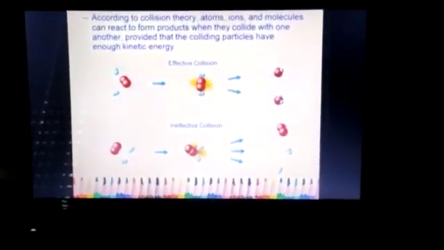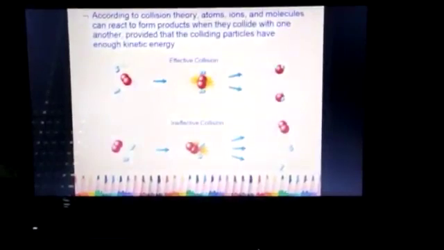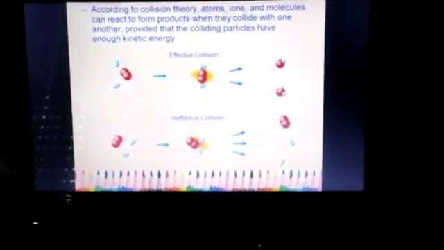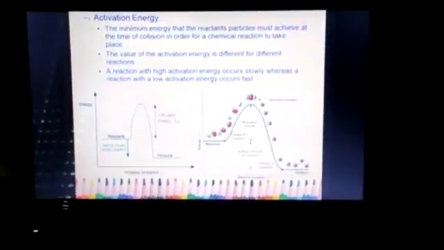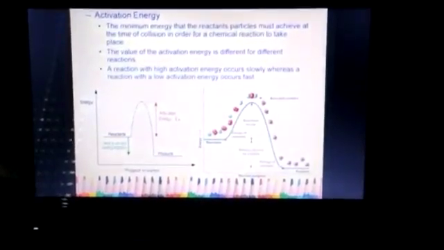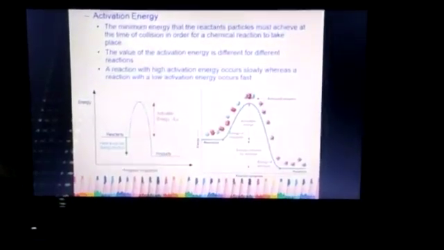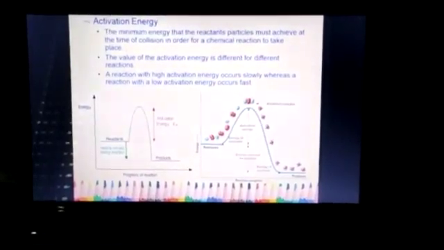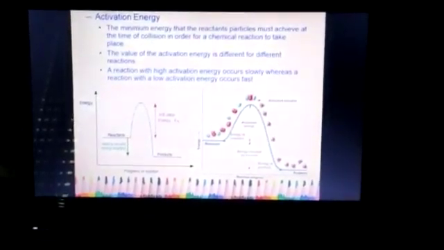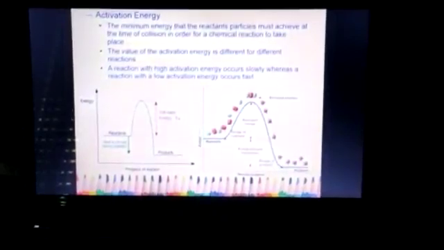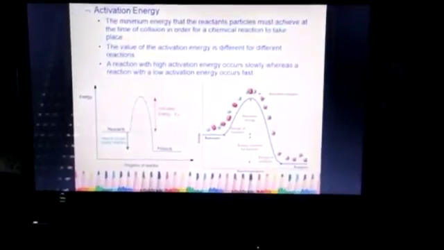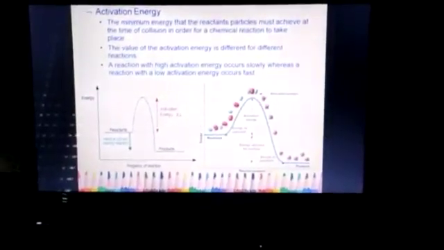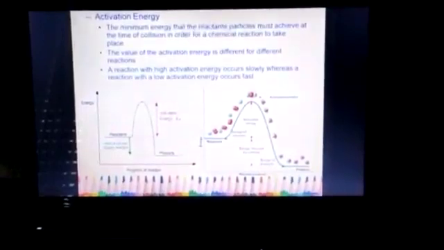According to the collision theory, atoms, ions, and molecules can react to form products when they collide with one another, provided that the colliding particles have enough kinetic energy. The activation energy, as I mentioned, is the minimum energy that the reactant particles must achieve at the time of a collision in order for a chemical reaction to take place. The value of the activation energy is different in reactions. The reaction with the high activation energy occurs slowly, whereas the reaction with the low activation energy occurs fast.